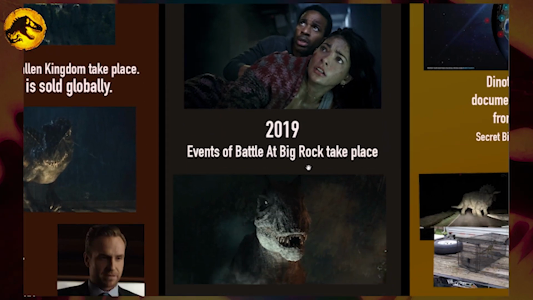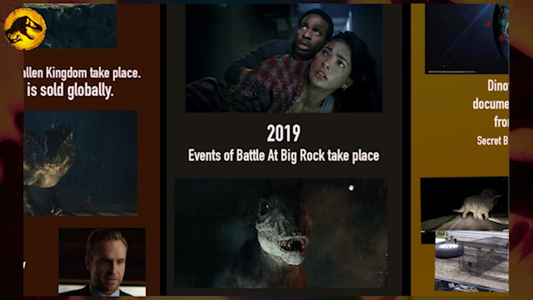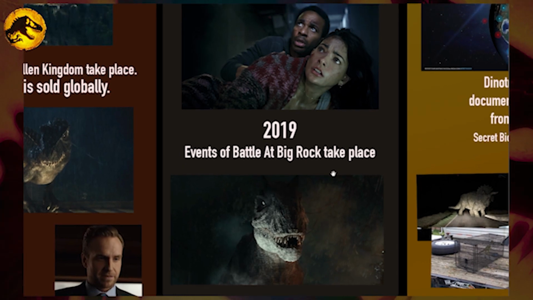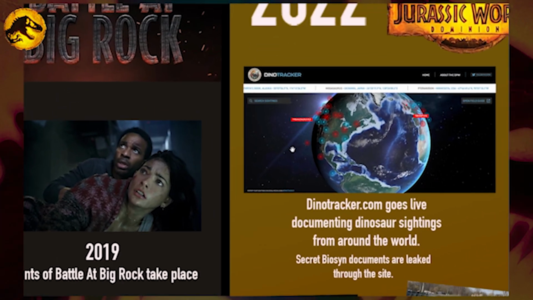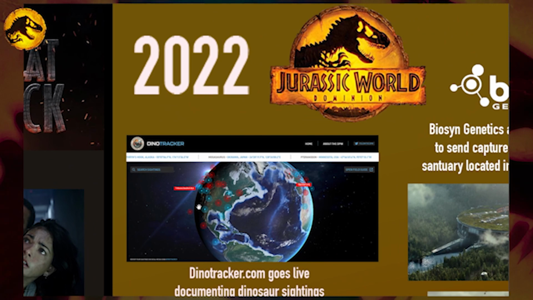Now, Battle of Big Rock is the first major incident between the general public and a dinosaur since the San Diego incident, really. Obviously, Jurassic World was on an island. I mean, like on mainland America or anywhere in the world that's not the island. This is the first major incident where humans got caught in between an Allosaurus and a Nasutoceratops herd. So, yeah. 2022, the year of Jurassic World Dominion.